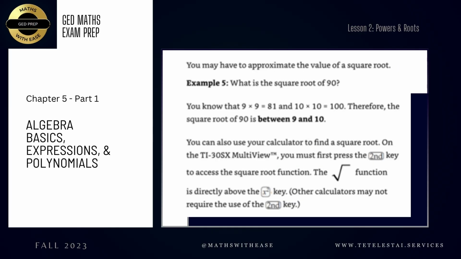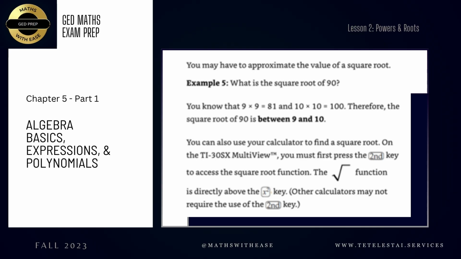You may have to approximate the value of a square root. For example, you're told to find the square root of 90. We know that 9 times 9 is 81, and 10 times 10 is 100. Since 90 is between 81 and 100, the square root of 90 will also be between 9 and 10.